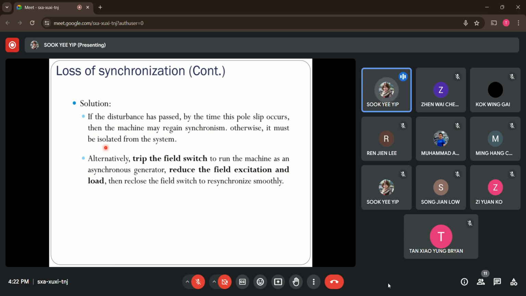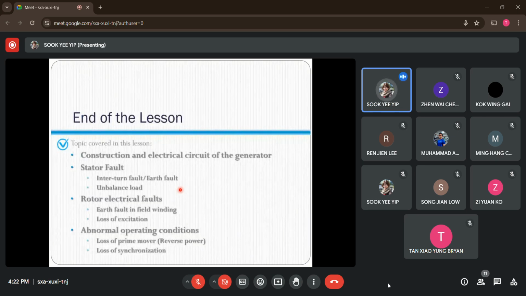The other way is to trip the field circuit, which means stopping the field excitation circuit, so no field is being supplied. This makes the machine run as an asynchronous generator. Then, after reducing the excitation field as well as the load, only then will we turn the field switch back on to resync the generator. So this is the other way. Okay, so that's how we solve this problem. With this, we are reaching the end of this chapter.